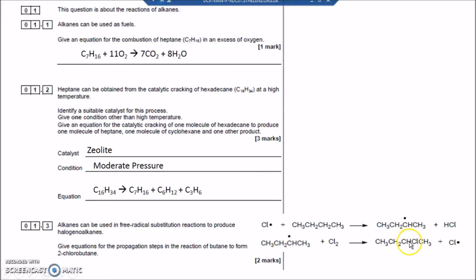So that is 2-chlorobutane, and it says here I'm making 2-chlorobutane, so the dot is there where it's short of a bond. So I've put it onto that one there, removed the H from there, and made a dot, an unbonded electron, on carbon number 2, because that's where I want my Cl to be, because it specifies that I'm making 2-chlorobutane.